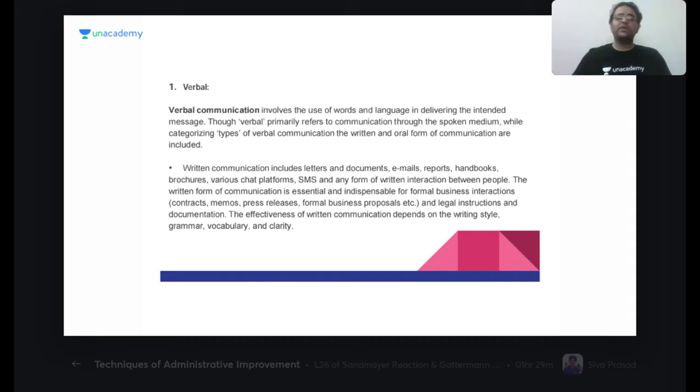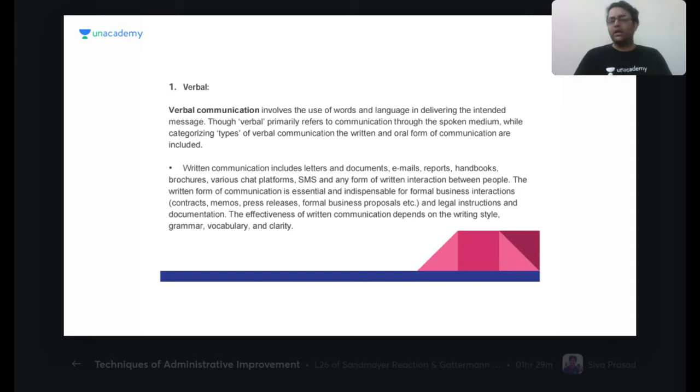Okay, so now we talk about verbal communication. Like the slide says, verbal communication mainly involves the spoken medium, but a lot of people also term written communication as verbal, where you're using words. So that comes under verbal. Please remember the slide is trying to make a point here that written communication becomes very important, especially if you are in a formal or a corporate environment.